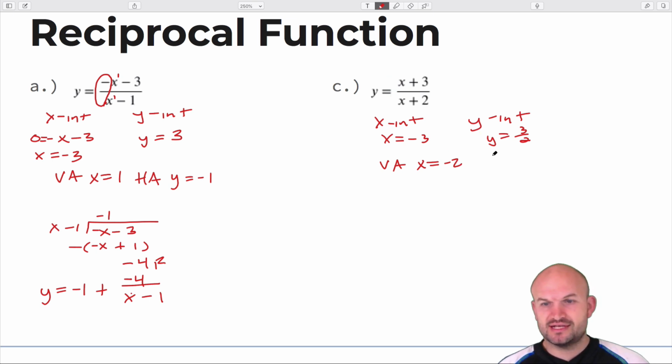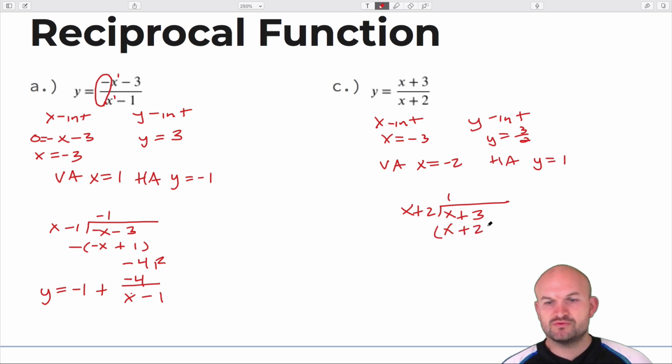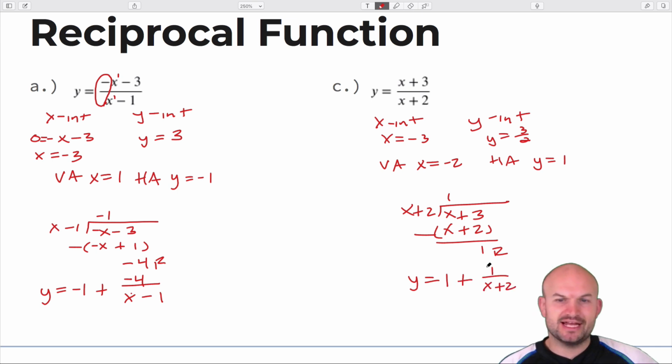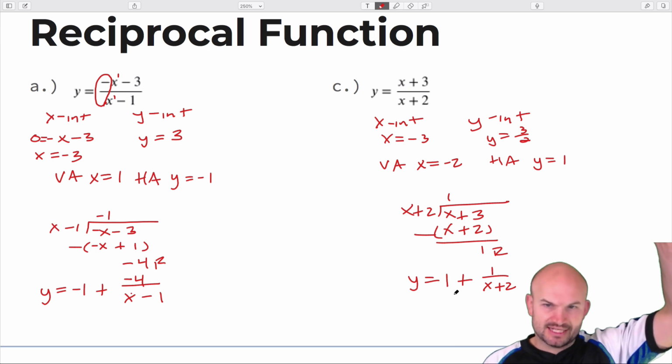That's where I got the horizontal asymptote. Horizontal asymptote, y is equal to 1. And again, let's just go ahead and write this in reciprocal form. So x plus 2 divides into x plus 3. X goes into x one time. That's x, 2. Subtract your rows. 1. So therefore, that's my remainder. So therefore, I'd have y is equal to 1 plus 1 over x plus 2. And again, you can see shifting left 2 and up 1.